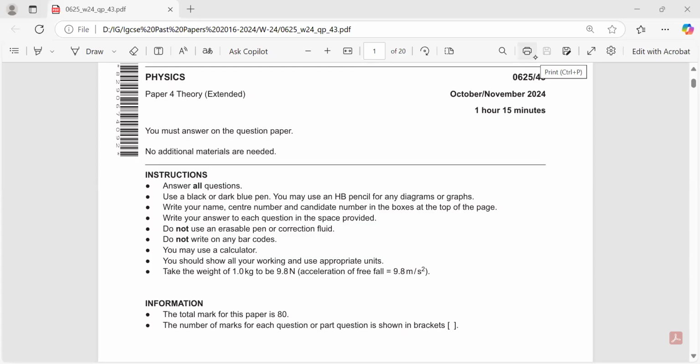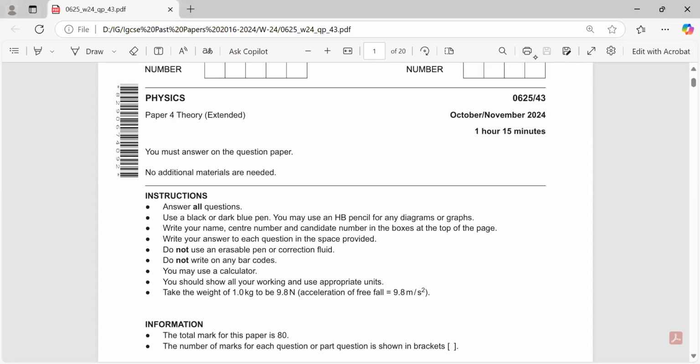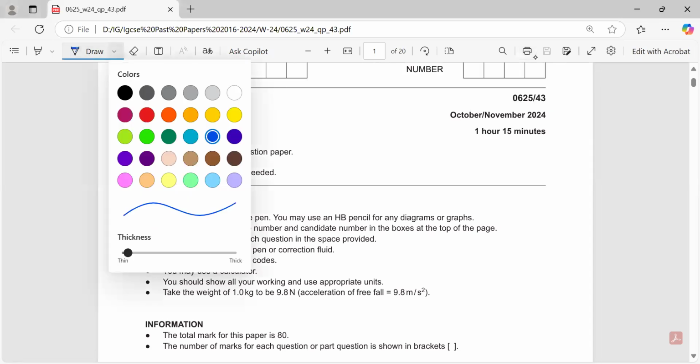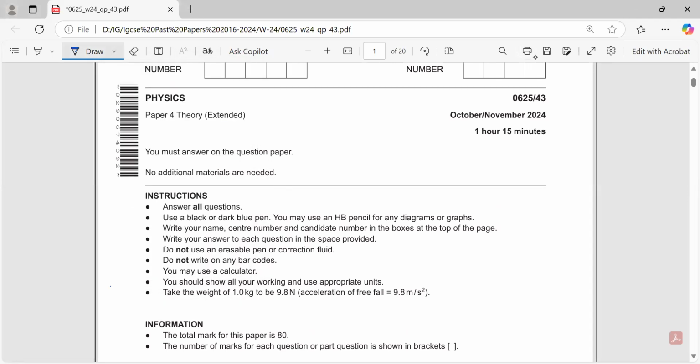Okay, dear friends, now our next paper under consideration is paper 4 variant 3, 0625, October November 2024.